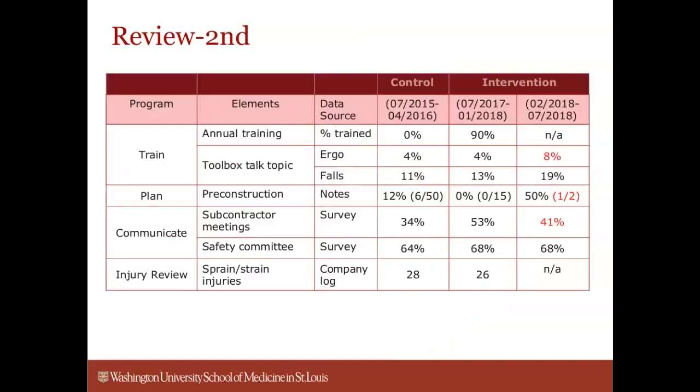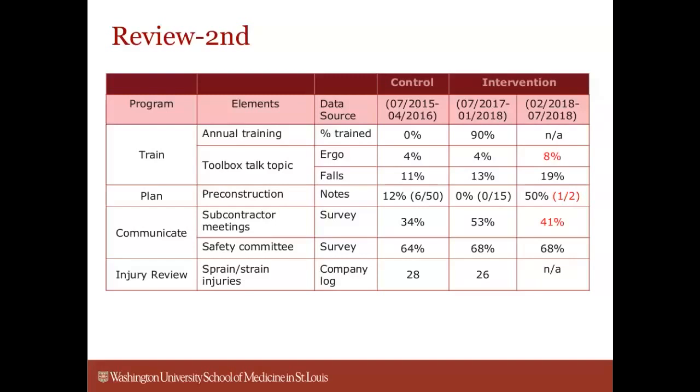This is now going from February of this past year till July. And now we start to see an increase in the frequency of ergonomic toolbox talks. There was also an increase in the number of falls. There were only 2 pre-cons conducted, and one of them did discuss ergonomics. Subcontractor meetings had a decrease in that period. No change in safety committee.